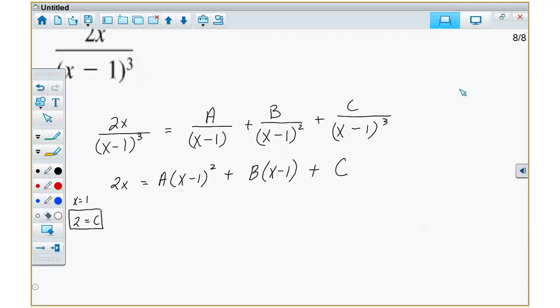I'm going to go ahead and expand it just to see if we're able to do anything with it. So that's going to be 2x is equal to ax squared minus 8x plus a plus bx minus b plus c.